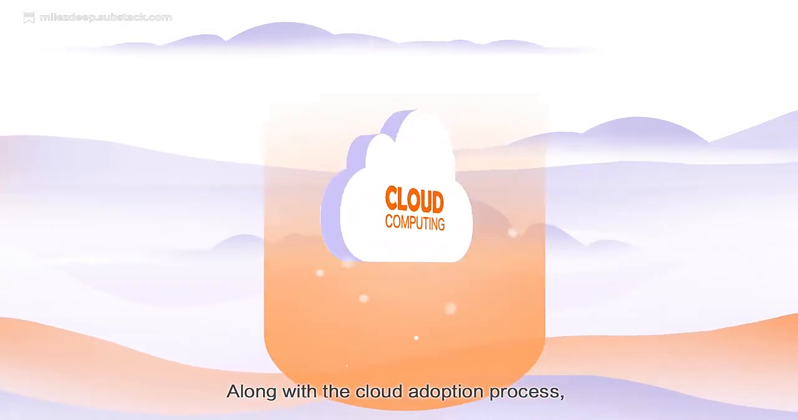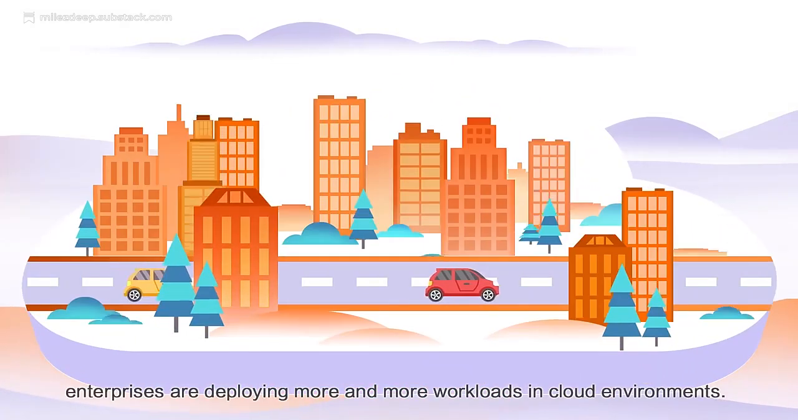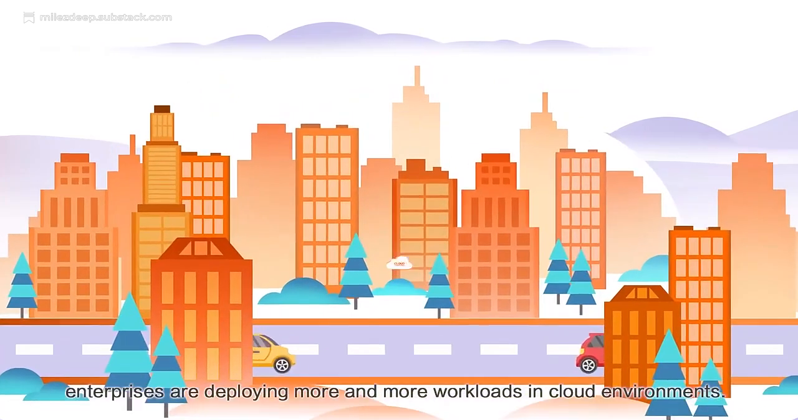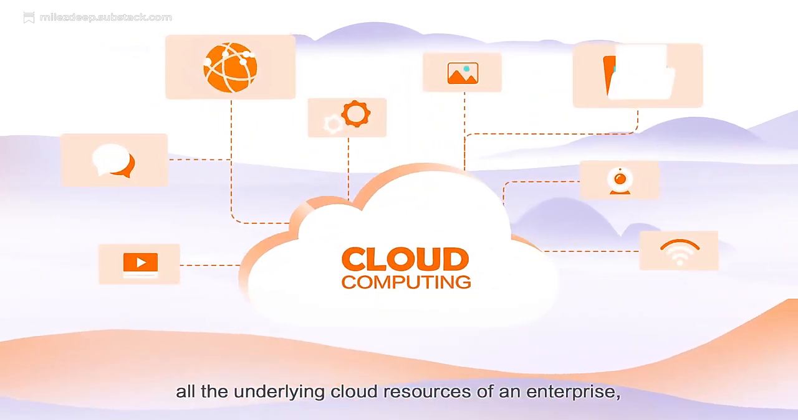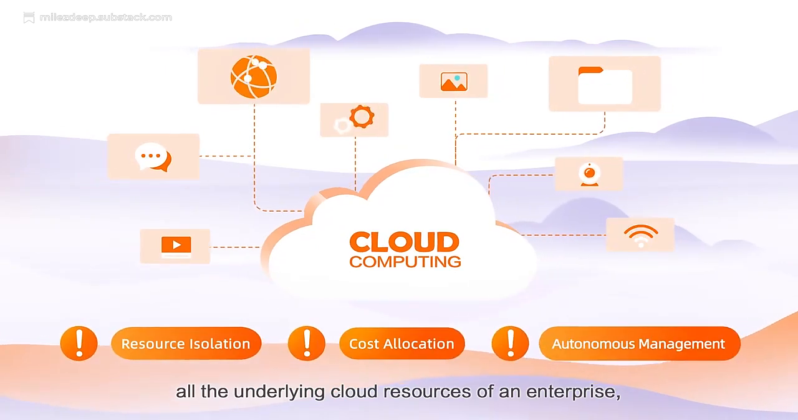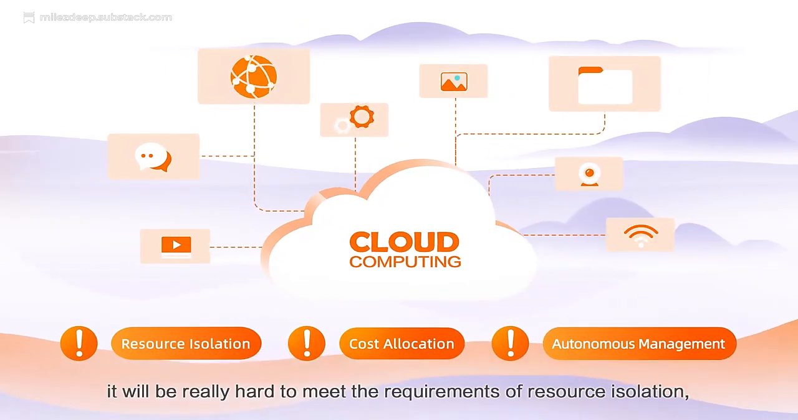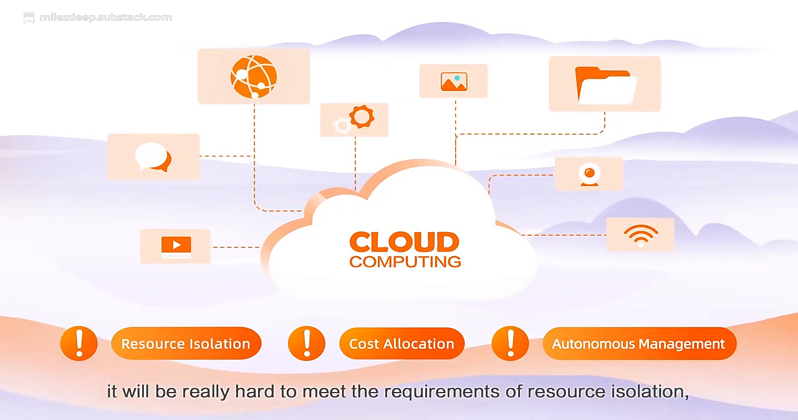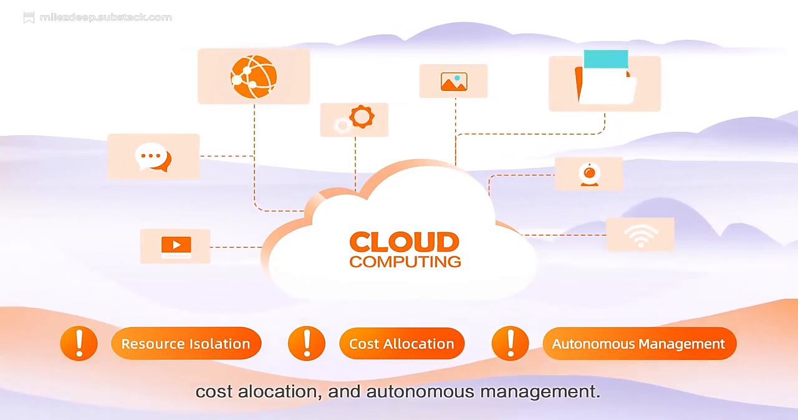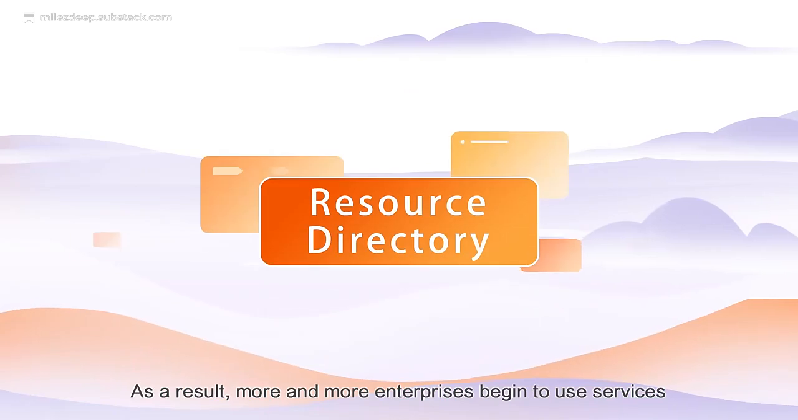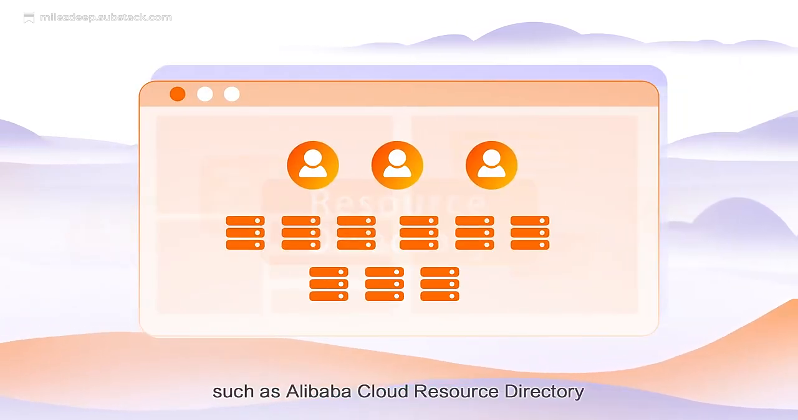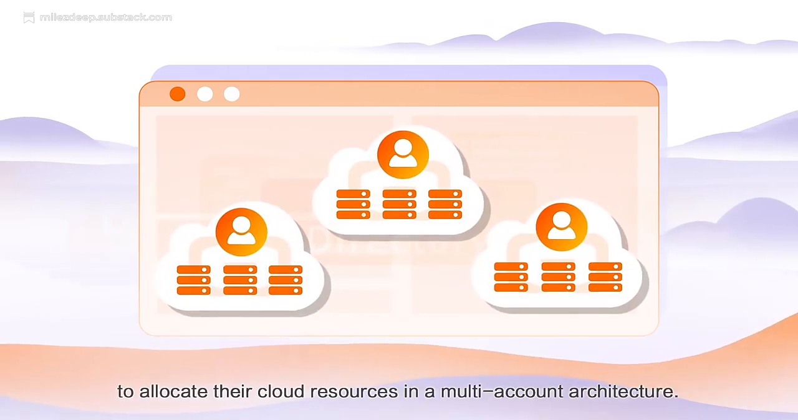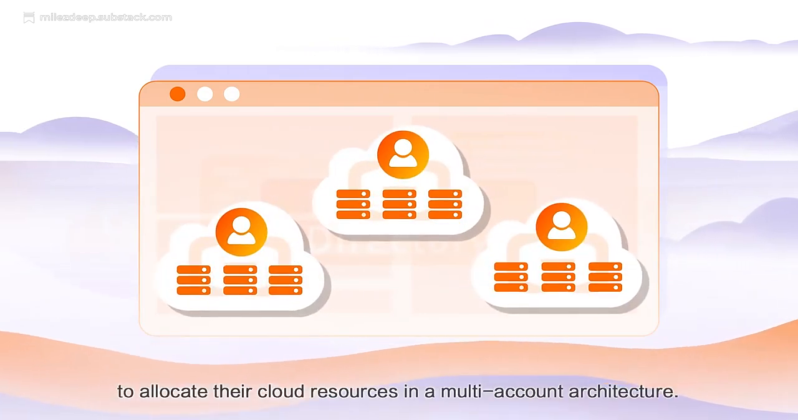Along with the cloud adoption process, enterprises are deploying more and more workloads in cloud environments. However, if only one cloud account is used to host all the underlying cloud resources of an enterprise, it will be really hard to meet the requirements of resource isolation, cost allocation, and autonomous management. As a result, more and more enterprises begin to use services such as Alibaba Cloud Resource Directory to allocate their cloud resources in a multi-account architecture.